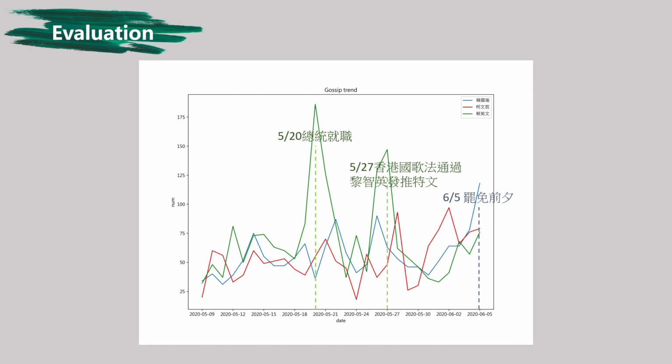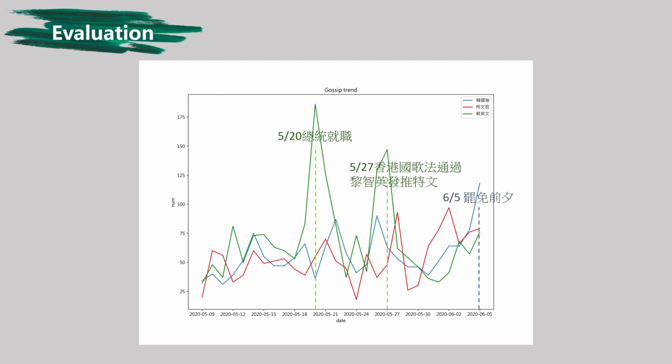Besides, we also tested the discussion value of three famous politicians. The green line is the trend of the query, Tsai Ing-wen. We can observe two peaks on May 20th and 27th, which are the President's Inauguration Day and the day that Hong Kong had a protest against 香港国歌法, respectively. On the other hand, the blue line is the trend of the query, 韩国语. There's a high peak on June 5th, the night before the recall election.